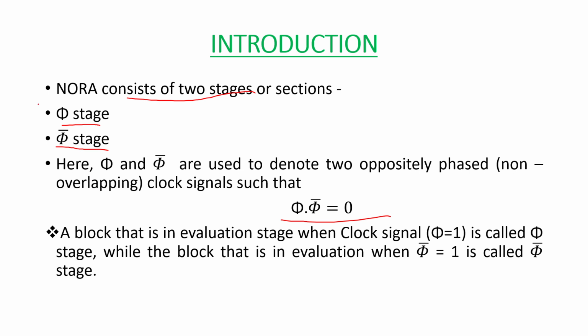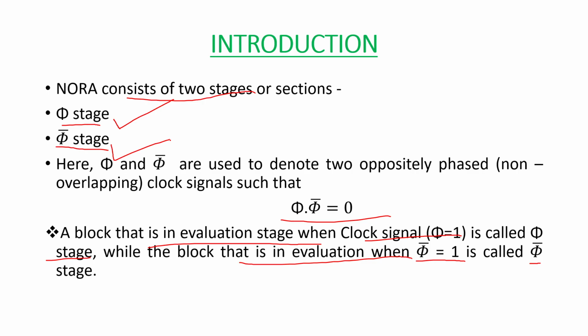Now how do we name these stages phi or phi bar? A block that is in evaluation stage when clock signal phi equals 1 is called phi stage, while the block that is in evaluation state when phi bar equals 1 is called phi bar stage. So it depends on evaluation. The block which is in evaluation when phi equals 1 is called phi stage, and the block that is in evaluation when phi bar equals 1 is called the phi bar stage.